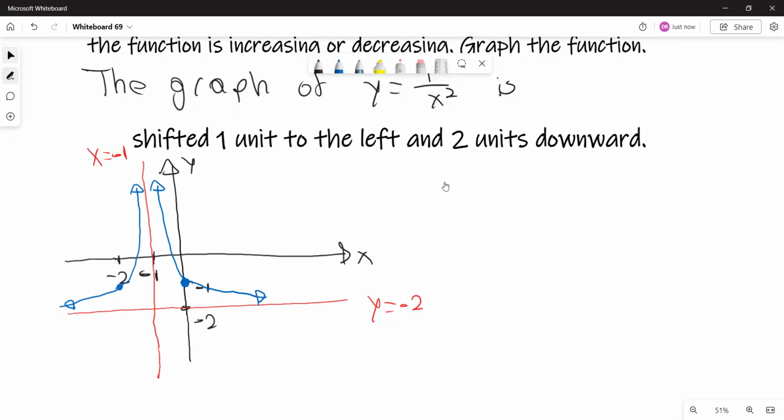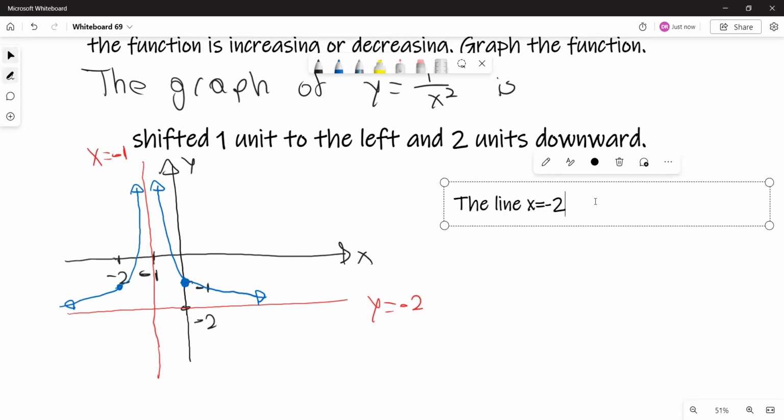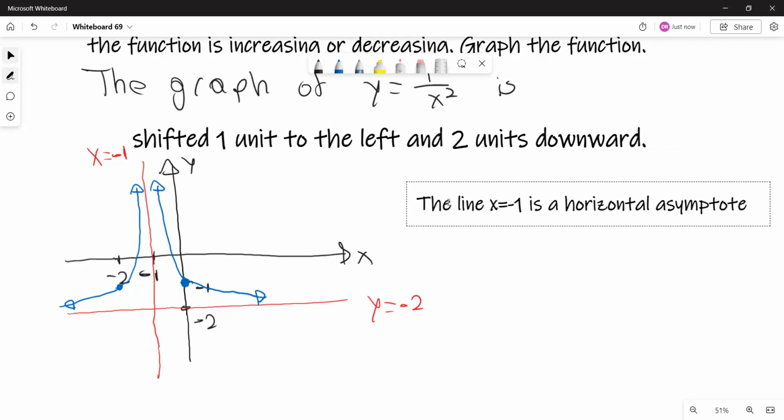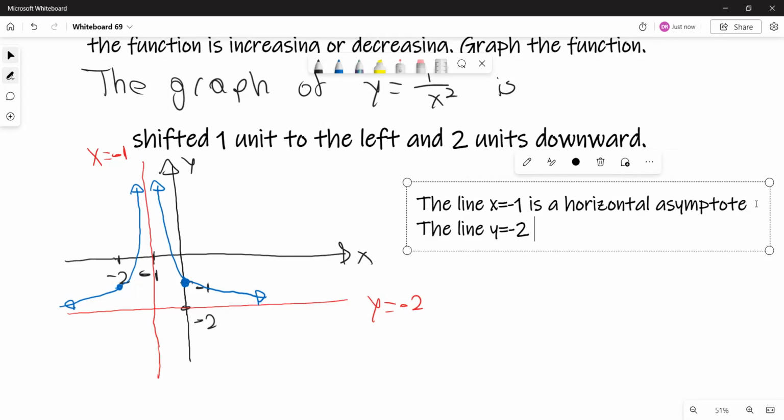So now we can tell that the vertical shift changes the horizontal asymptote, and the horizontal shift changes the vertical asymptote. The line x equals -1 is a horizontal asymptote. Also, the line y equals -2 is a vertical asymptote.